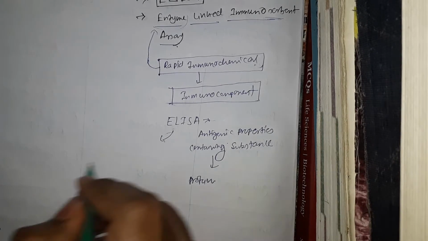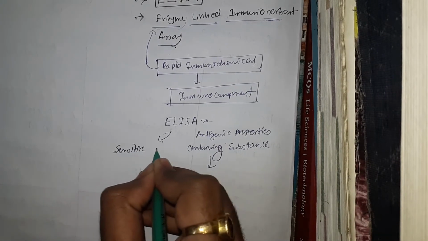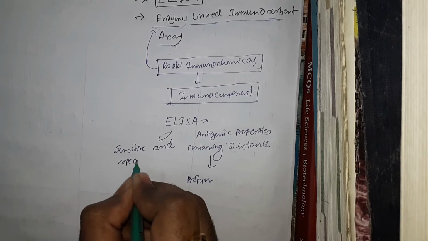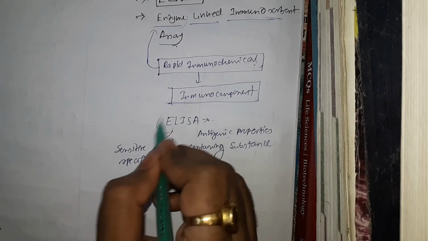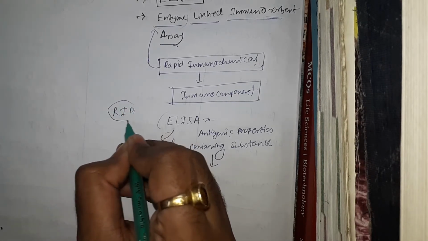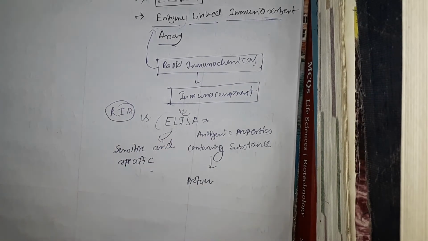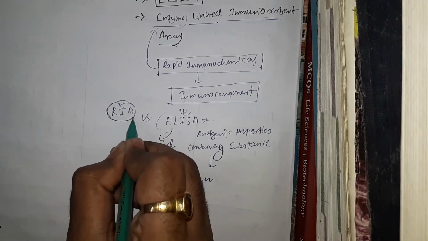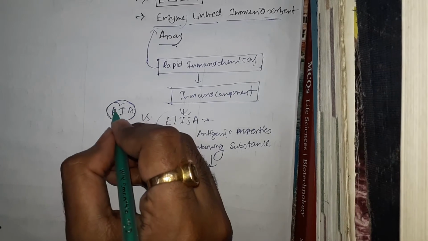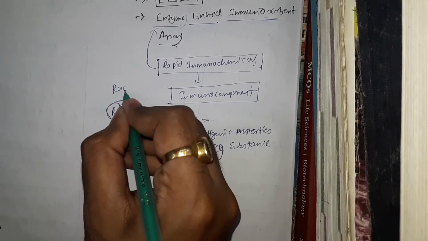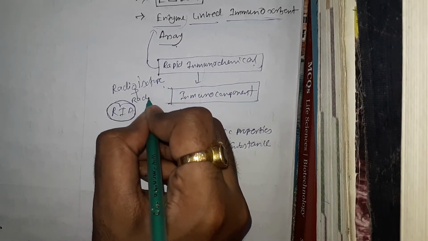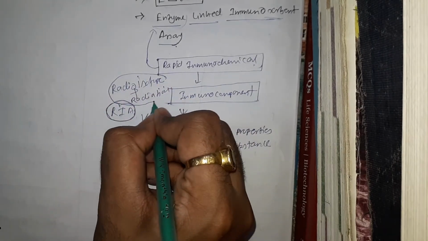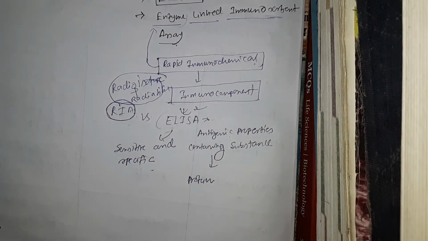Another important feature of ELISA is that it is very sensitive and specific. There are many other methods by which we can determine immunocomponents. A similar method to ELISA is radioimmunoassay, but ELISA is much more preferable because, as the term suggests, radioimmunoassay takes the help of radioisotopes, and we also require some radiation counting apparatus, and that could be hazardous. That is why ELISA is much more preferable nowadays.